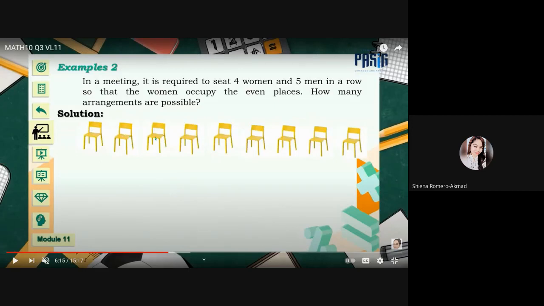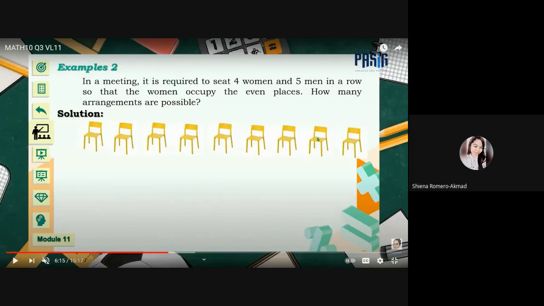1, 2, 3, 4, 5, 6, 7, 8, and 9. So the places we counted as even are 2, 4, 6, and 8. Okay, so that's where they will sit. So how many choices do we have here? We have 4 choices here, 3 here, 2 here, 1 here. So that's 4 factorial, or permutation of 4 taken 4 at a time.